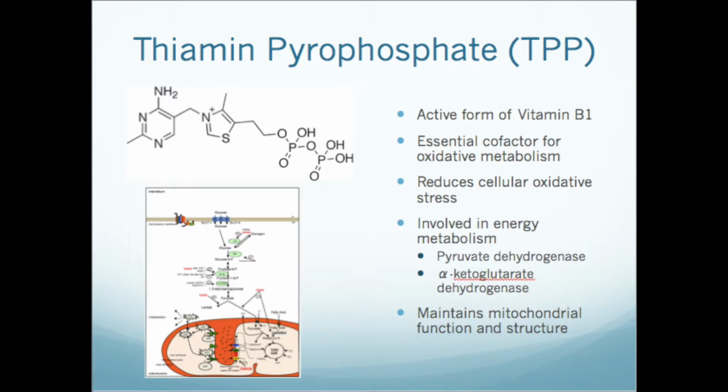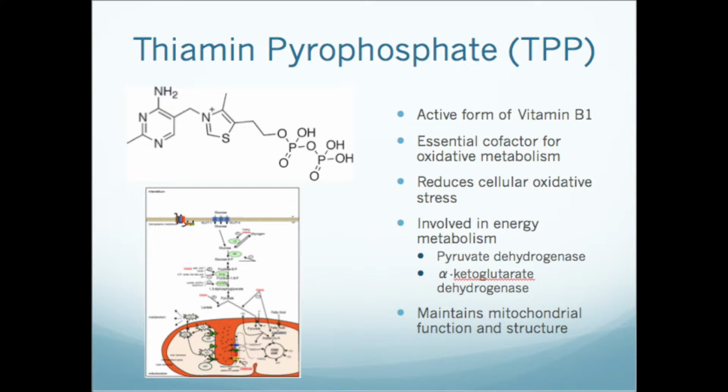The vitamin that we will be exploring further is vitamin B1, also known as thiamine. Specifically, we'll focus on the main active form of B1, known as thiamine pyrophosphate, or TPP. It is an essential cofactor for oxidative metabolism and reduces cellular oxidative stress by bridging the glycolytic and pentose phosphate pathways. TPP acts as a cofactor for several enzymes involved in the energy metabolism, including pyruvate dehydrogenase and alpha-ketoglutarate dehydrogenase.